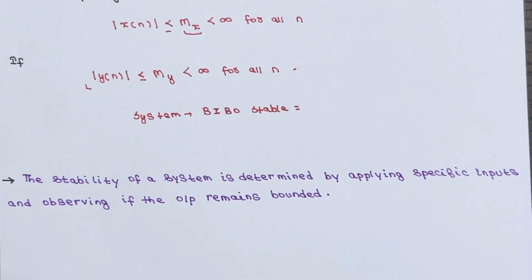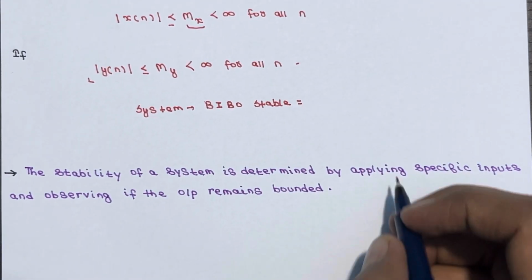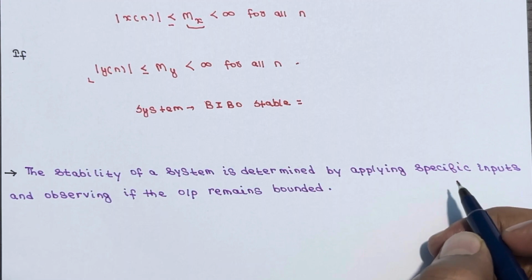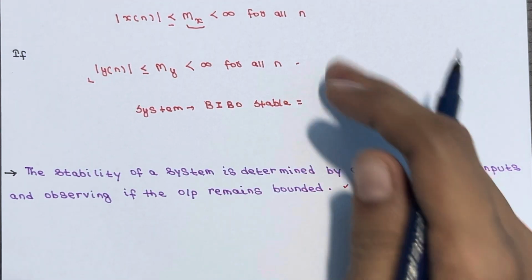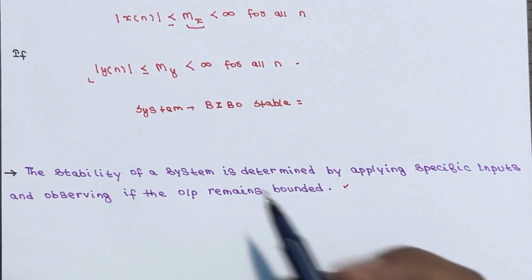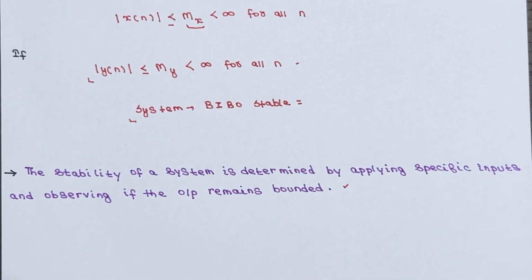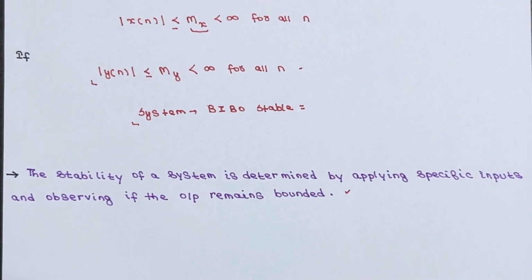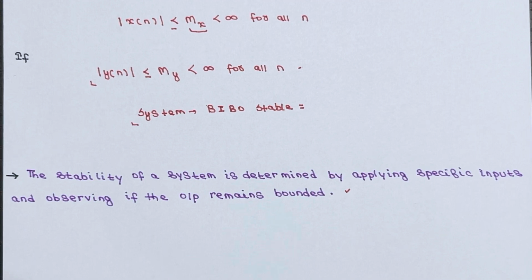Fine. Now, the stability of a system is determined by applying specific inputs and observing if the output remains bounded. So this is the condition. I apply an input signal which is bounded, and if I get a bounded output also, I can say the system is a BIBO stable system. Fine. In the next lecture, we will see the condition for stability of an LTI system, in which we are going to apply a bounded input, which is basically an impulse. We will apply the unit impulse signal and check the response.